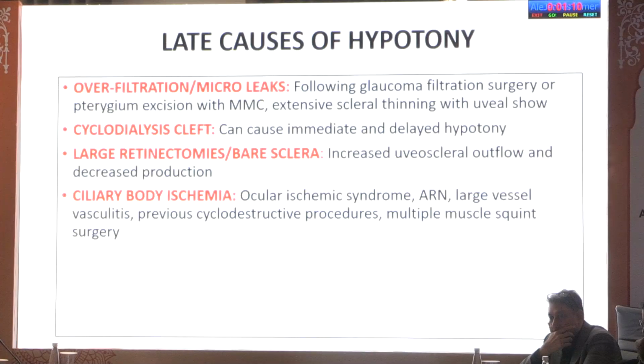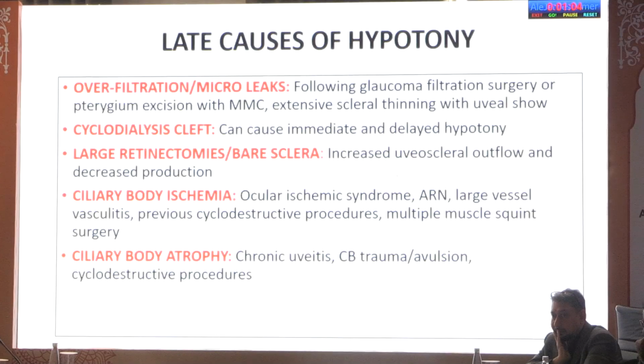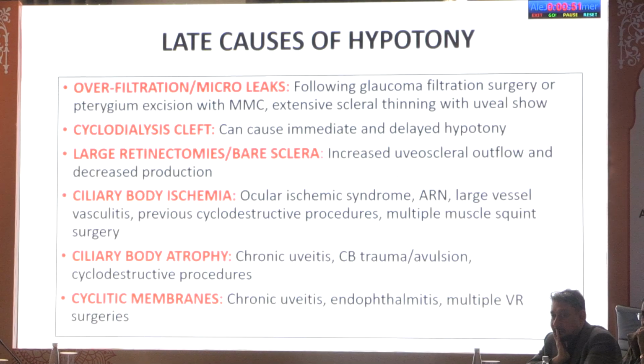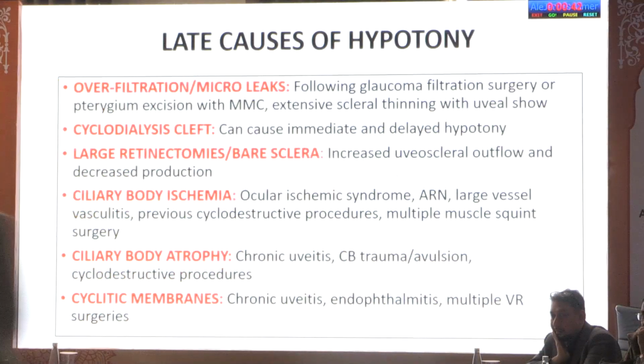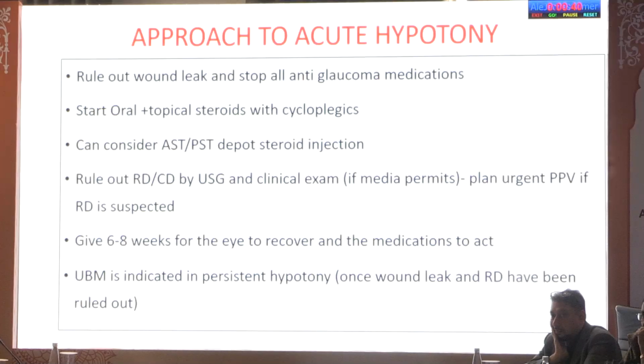Patients may have had cyclodestructive procedures in the past, or you've had anterior segment ischemia because of multiple squint surgeries. All of those can also cause ciliary body ischemia and hypotony. You can have atrophy, which can happen as a consequence of all of these factors of ischemia. It can happen secondary to chronic uveitis. It can also be because of avulsion or ciliary body trauma which has not been fixed in time. And then you can have cyclitic membrane formation as late causes. I'm not going to talk too much on that because we have a talk on this later. But chronic uveitis, endophthalmitis, and multiple VR surgeries can actually cause this.